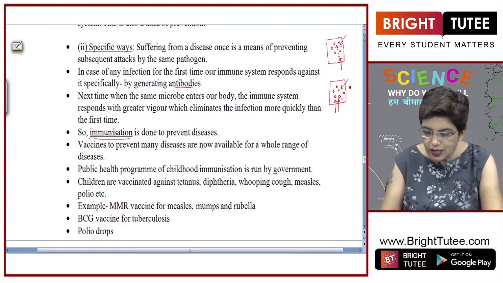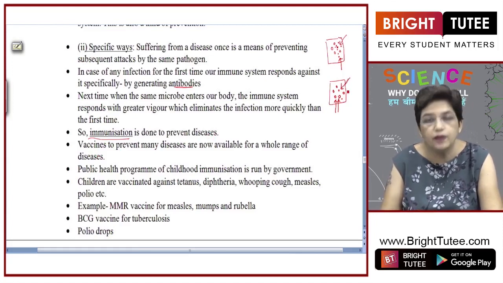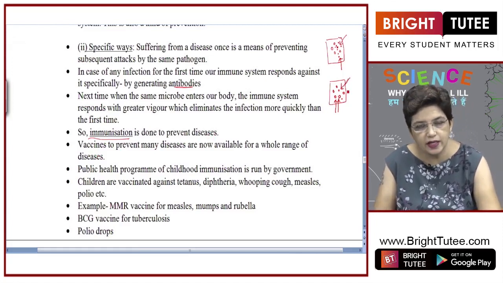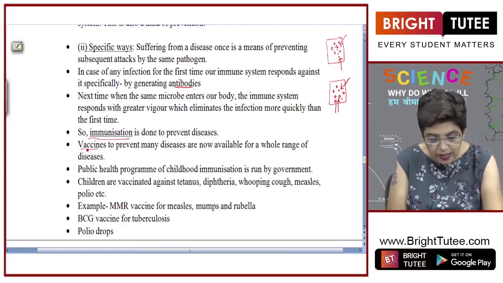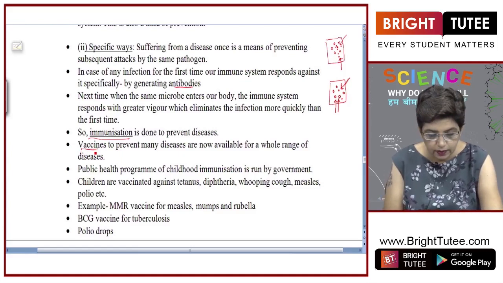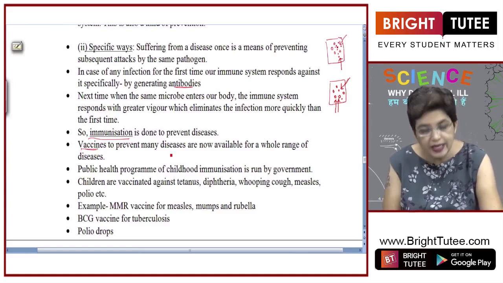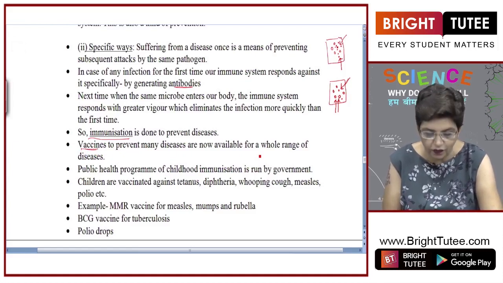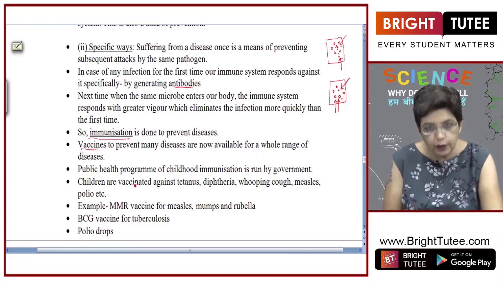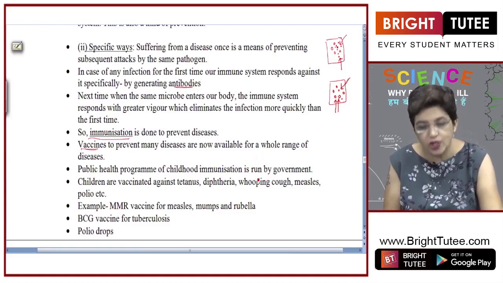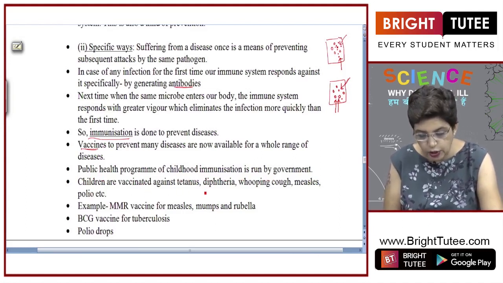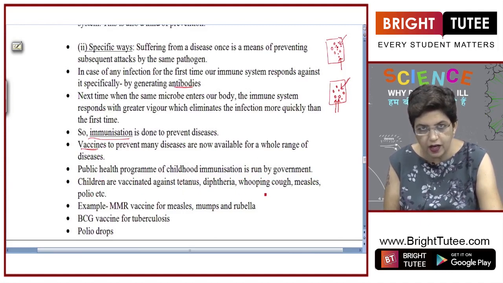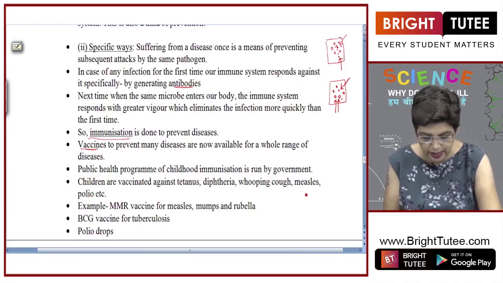So what I just told you, we inject the deactivated antigen or some killed microbes. Such medicines are called vaccines. Vaccines are to prevent many diseases. They are now available for a whole range of diseases. Public health programs of childhood immunization are run by the government. Children are vaccinated against tetanus, diphtheria, whooping cough, measles, and many other diseases.